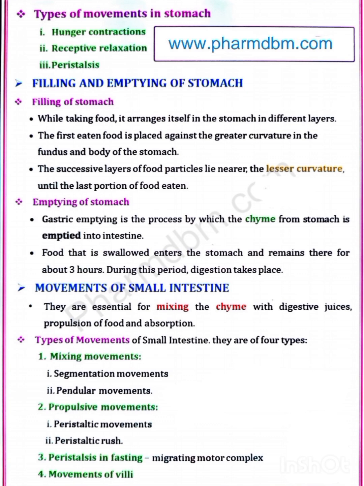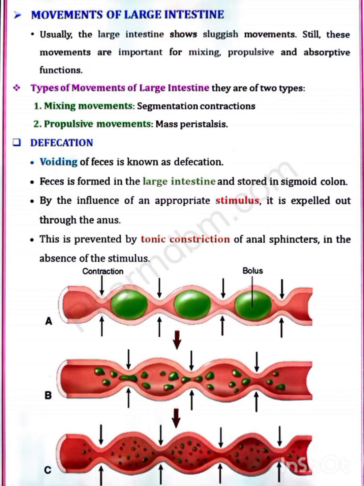Movements of small intestine. They are essential for the mixing of the chyme with digestive juices, propulsion of food and absorption. Types of movements of small intestine. There are 4 types: mixing movements, segmentation movements, pendular movements, propulsive movements, peristaltic movements, peristaltic rush, peristalsis in fasting, migrating motor complex, and movements of villi.